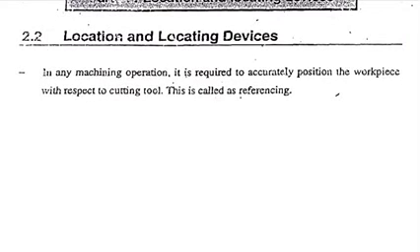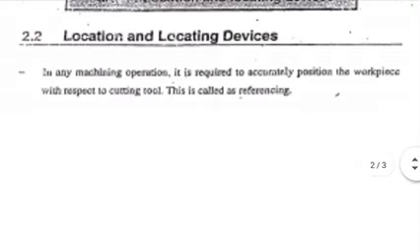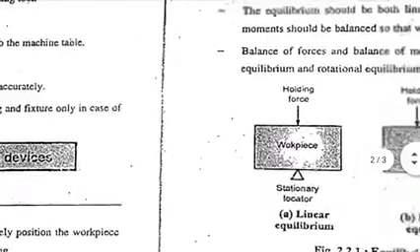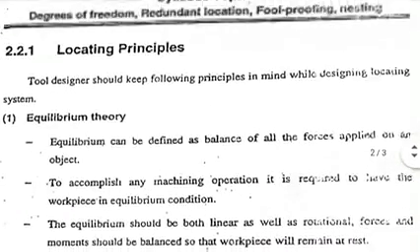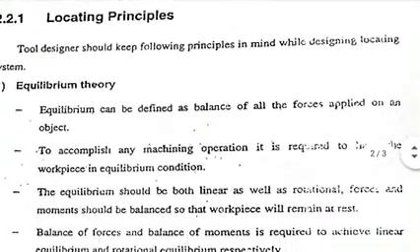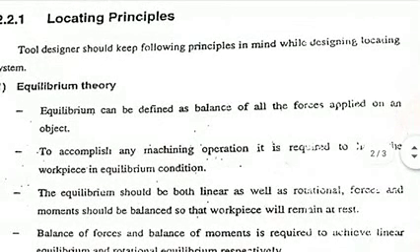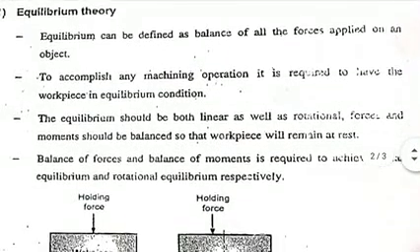Now, in any machining operation, it is required to accurately position the workpiece with respect to the cutting tool. This is called referencing. Let's understand what that is. There are locating principles, and depending on these locating principles we have to design while locating. The first theory is called the equilibrium theory. Let's understand what it says.